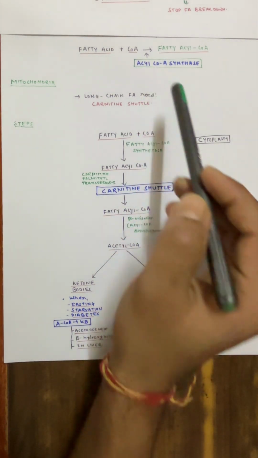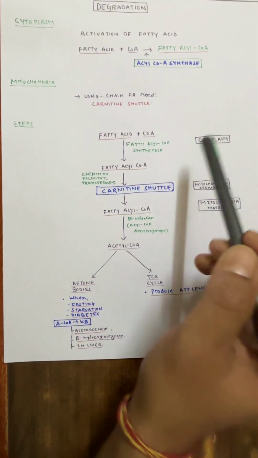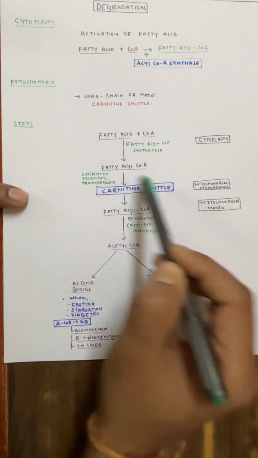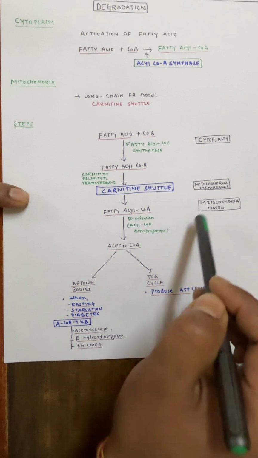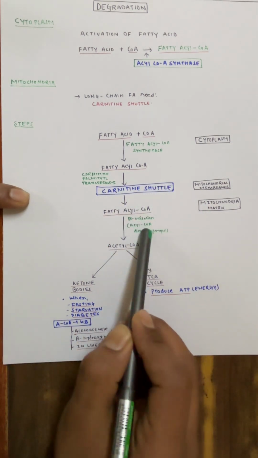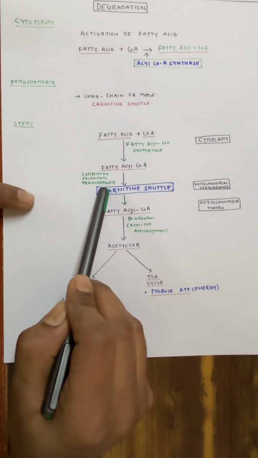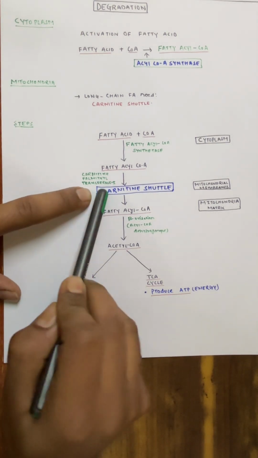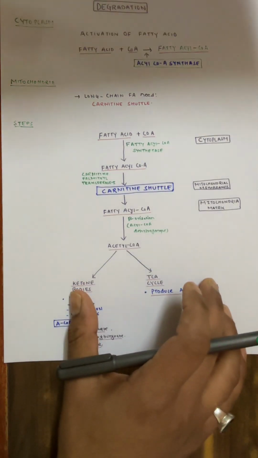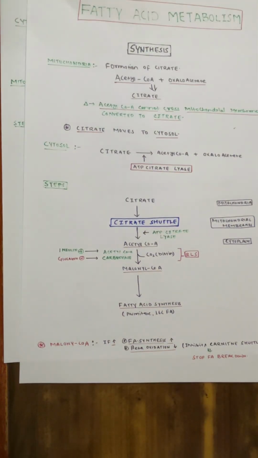So this is all about the degradation part, that it starts in the cytoplasm. Then the fatty acyl coenzyme A may come to the mitochondrial matrix using the carnitine shuttle. Then beta oxidation is going on, and this step can be inhibited by increasing what? Malonyl coenzyme A, right? So this is all about the degradation part. Now we'll talk about it in detail.